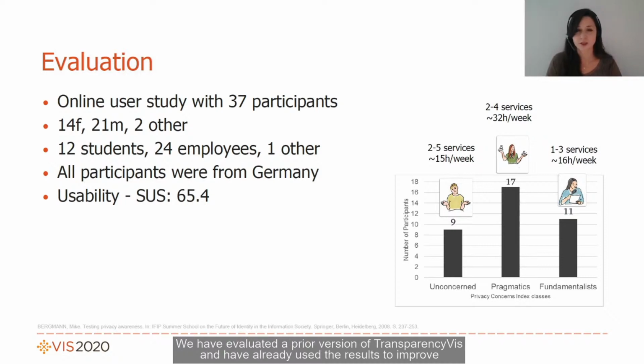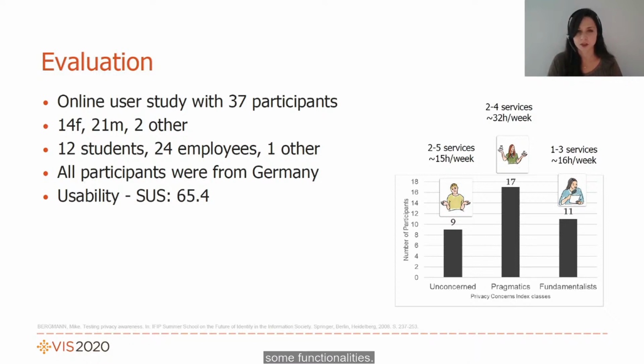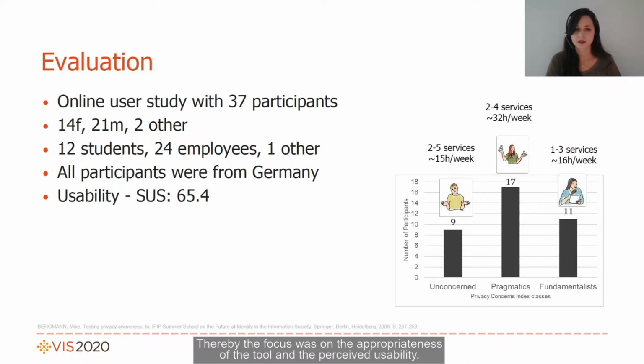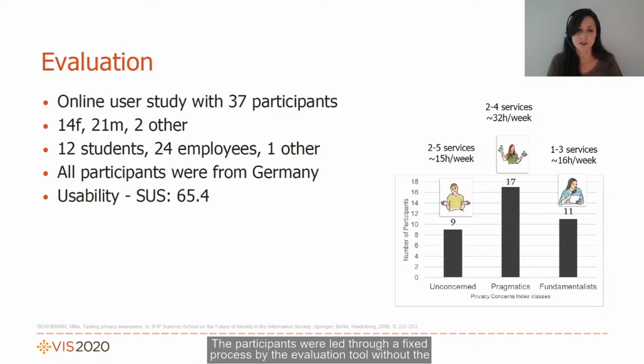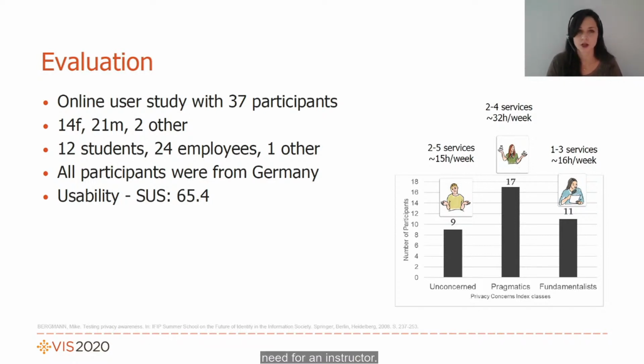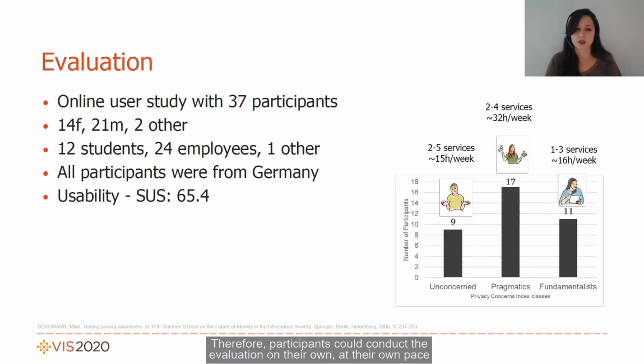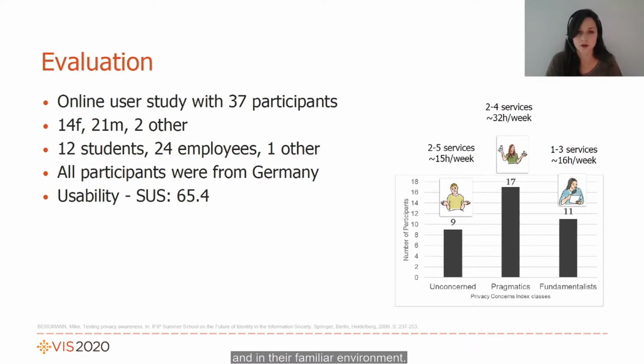We have evaluated a prior version of Transparency VIS and have already used the results to improve some functionalities, whereby the focus was on the appropriateness of the tool and the perceived usability. The evaluation was conducted as an online study with 37 participants, where the participants could explore Transparency VIS with their own data. The participants were led through a fixed process by the evaluation tool without the need for an instructor. Therefore, participants could conduct the evaluation on their own, at their own pace, and in their familiar environment.